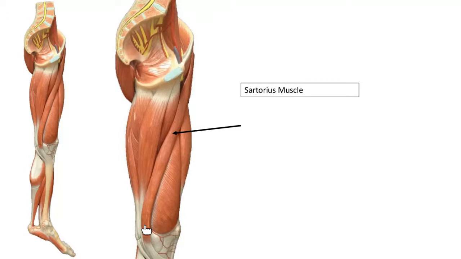So it helps you to cross your leg, like if you're sitting there reading the newspaper, and that's the motion that it does. It helps to flex the hip, turns the knee out, bend the knee. All right, sartorius.